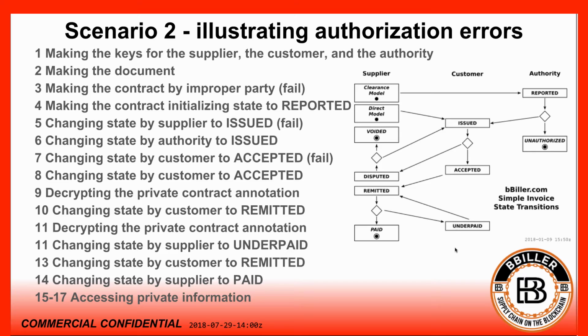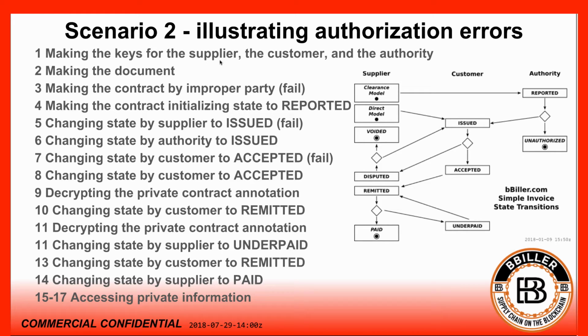All scenarios are using the same state machine for a simple business process for an invoice. In scenario 2, I'll show how the same state machine is impacted in the presence of a third party, the authority. With the authority present, the initial state of the state machine becomes the clearance model. In scenario 1, in the absence of the authority, the initial state of the state machine was the direct model.